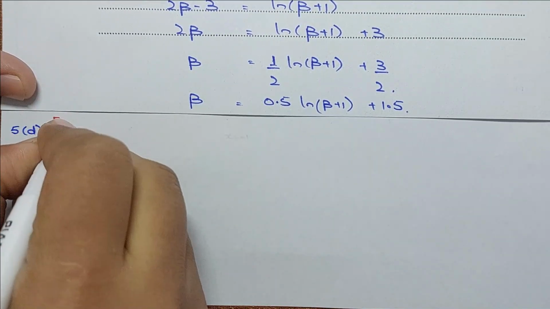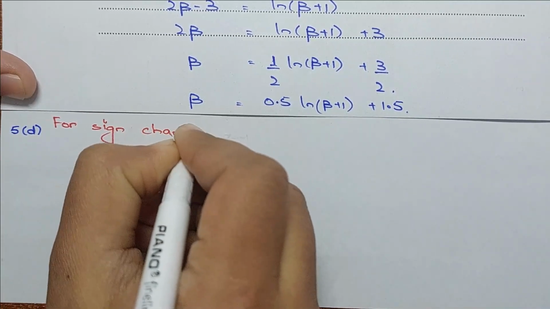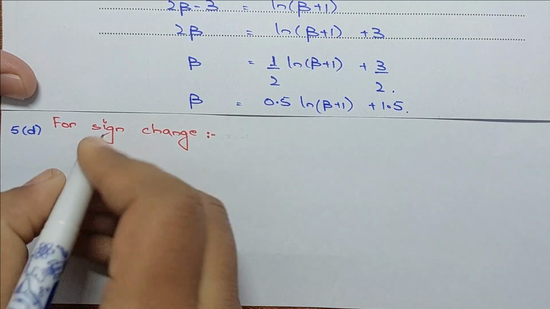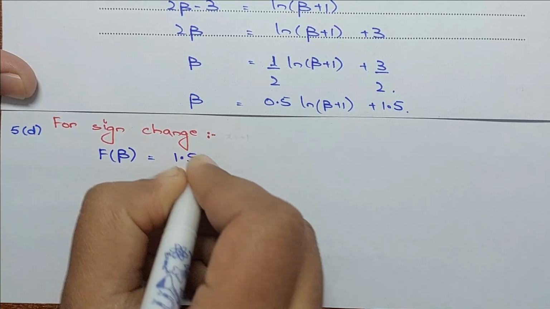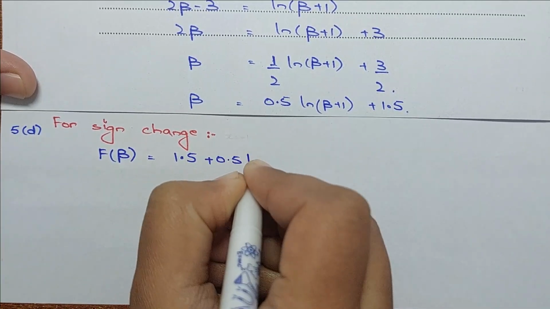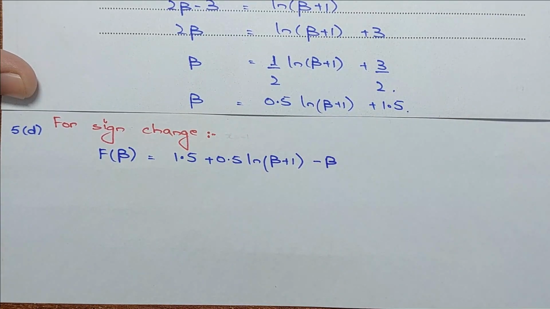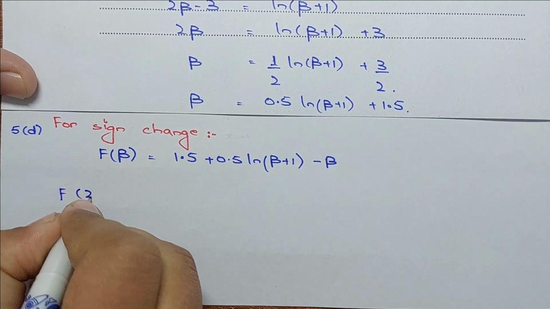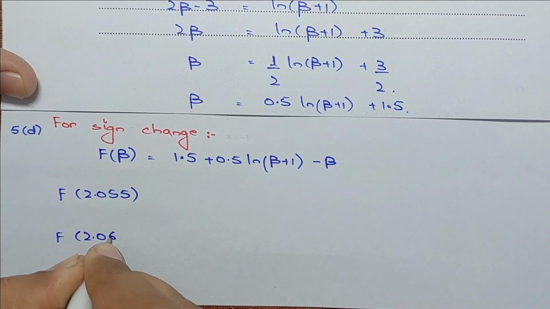So here, to check the sign change, we have to use the formula that the function f(beta) would be equal to 1.5 plus 0.5 ln(beta plus 1) minus beta. I just shifted this beta to the other side, right? So if the value of beta lies between 2.055 and 2.065, then there must be a sign change. So what is f of 2.055 and what is f of 2.065?